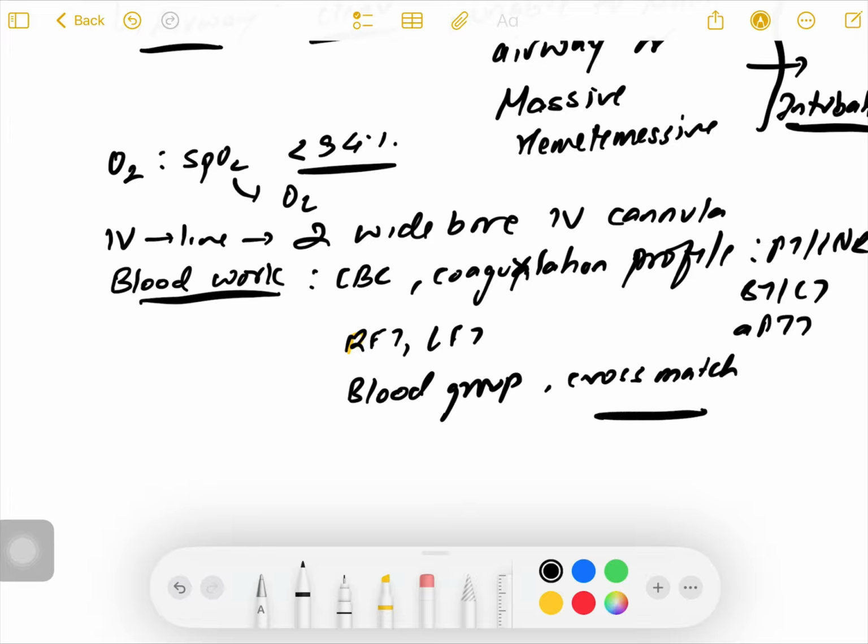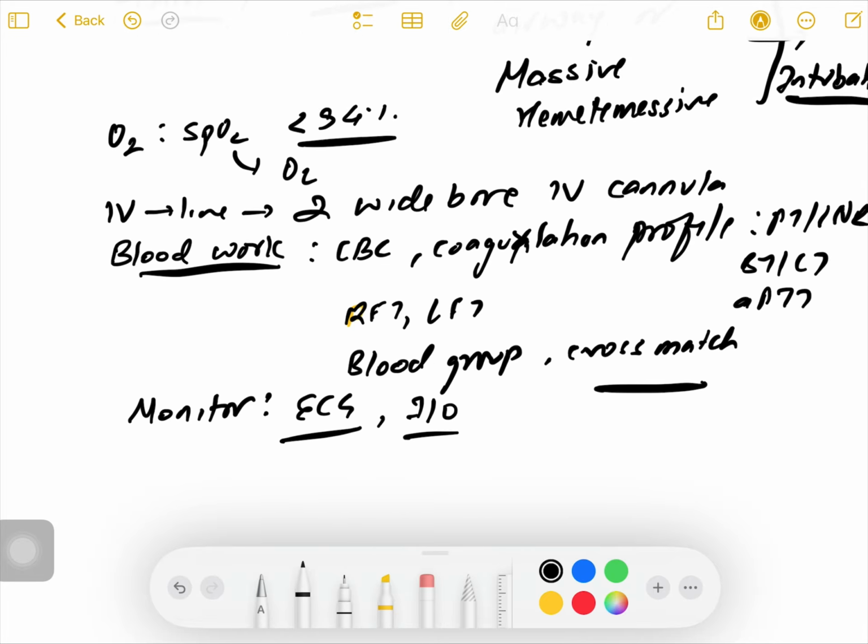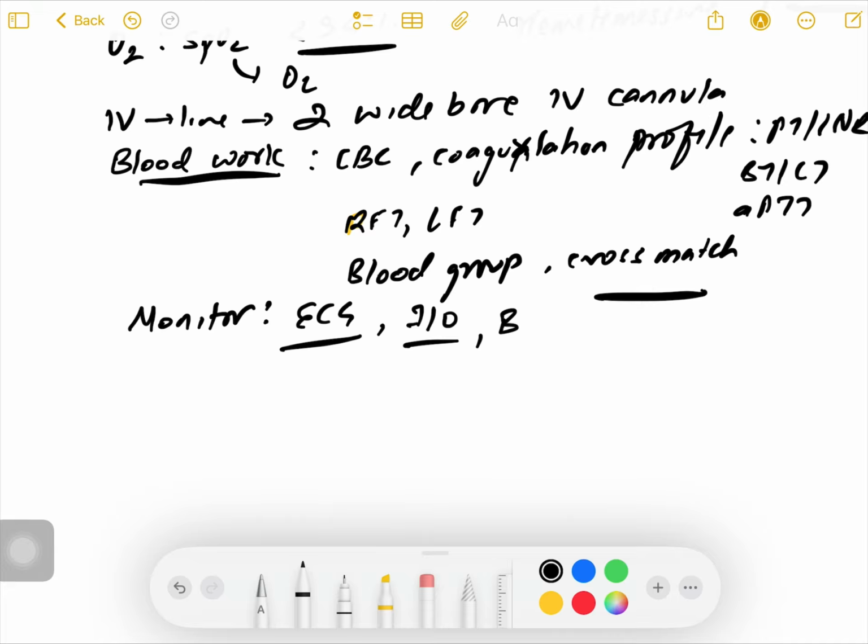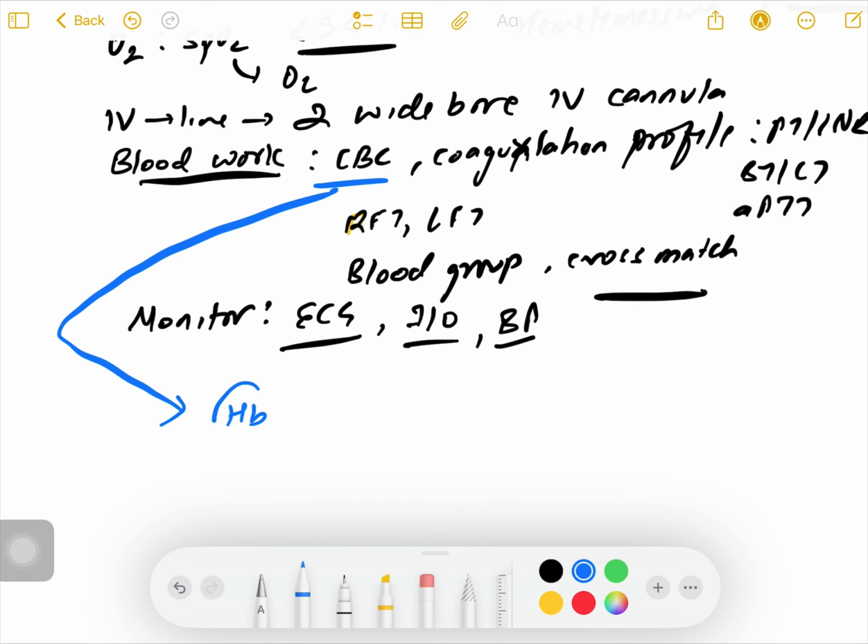And keep the patient on ECG monitoring if possible, and we monitor intake and output as well. BP also needs to be monitored. After the blood work, once the hemoglobin report arrives, we will think about the transfusion strategy.